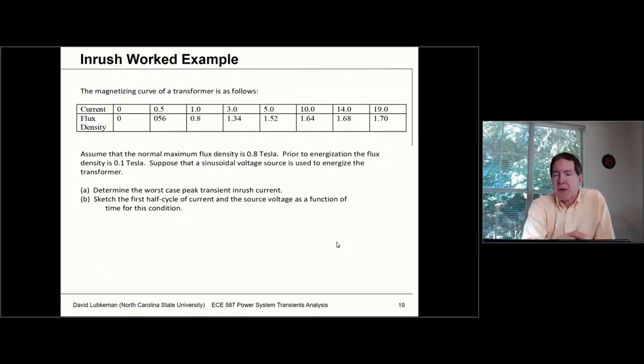So anyway, here's what I'll be going through for the worked example, and I'll leave this till later.